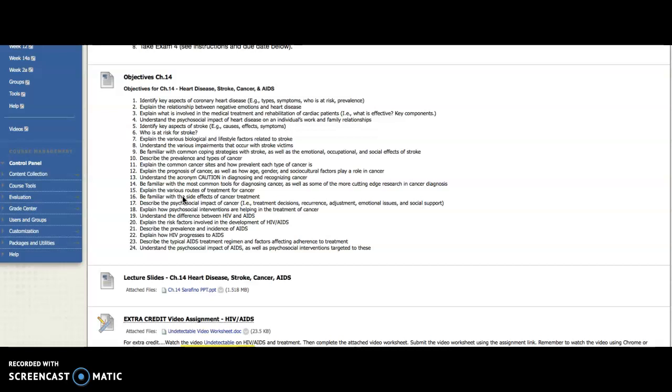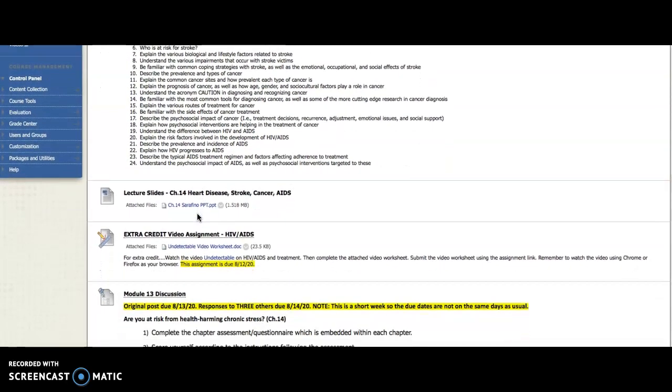We'll look at an acronym called CAUTION, which is often used in diagnosing and recognizing cancer. One can be on quite the long journey to even just getting a diagnosis when it comes to cancer. So, looking at some of the most common used tools for diagnosis, and then some more recent cutting edge research in cancer diagnosis. Routes to treatment. What are the side effects to cancer treatment? As some of you may already know, cancer treatment can be quite severe and requires a lot out of the person and the family of that person.